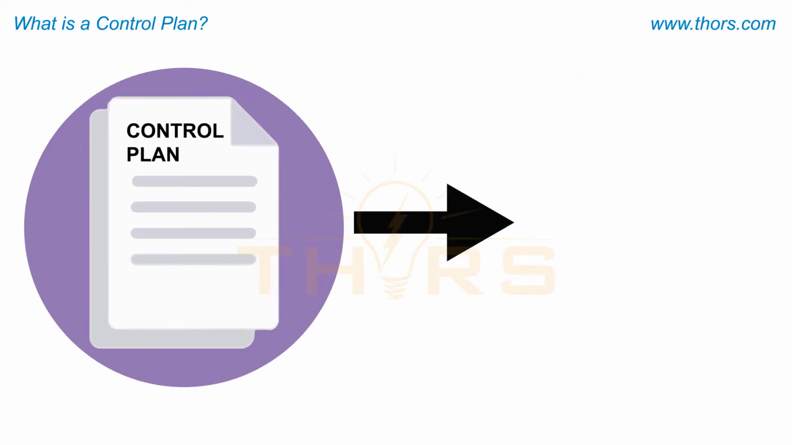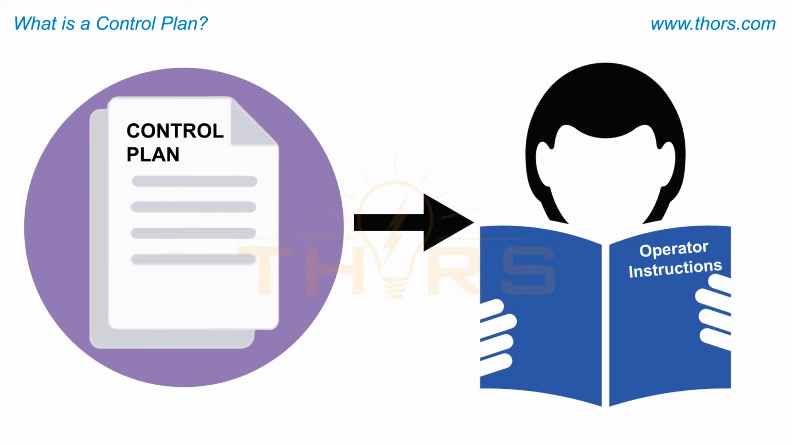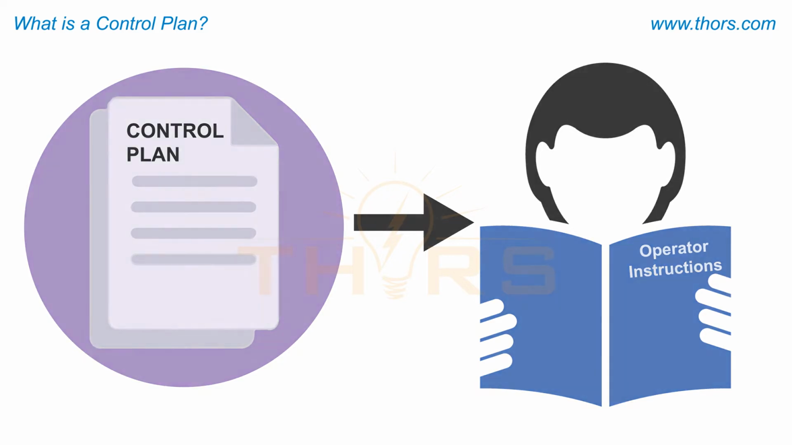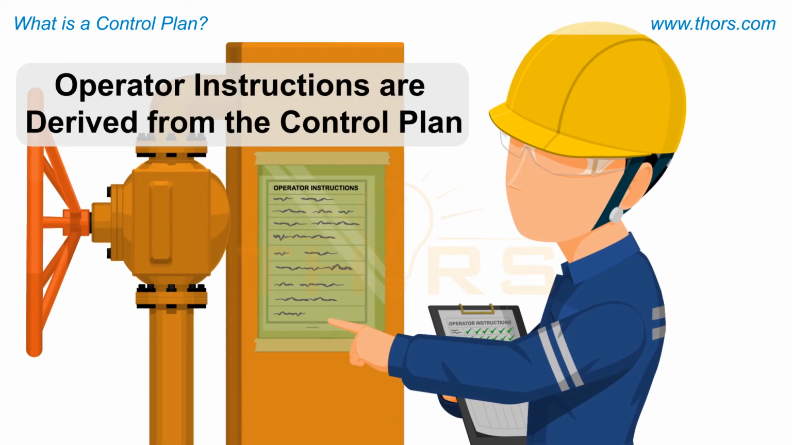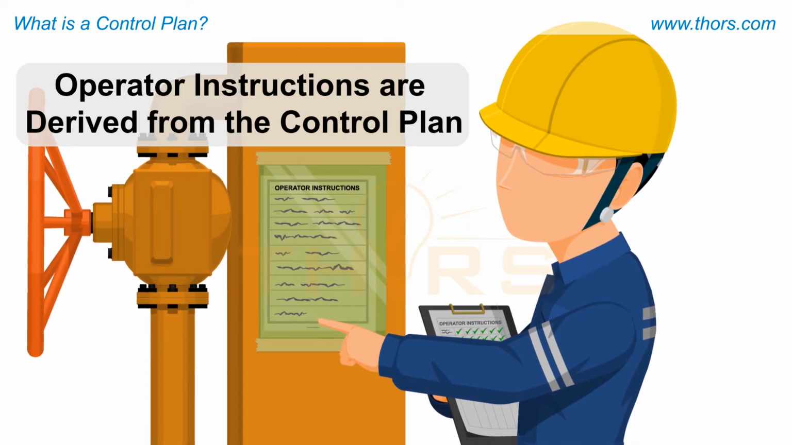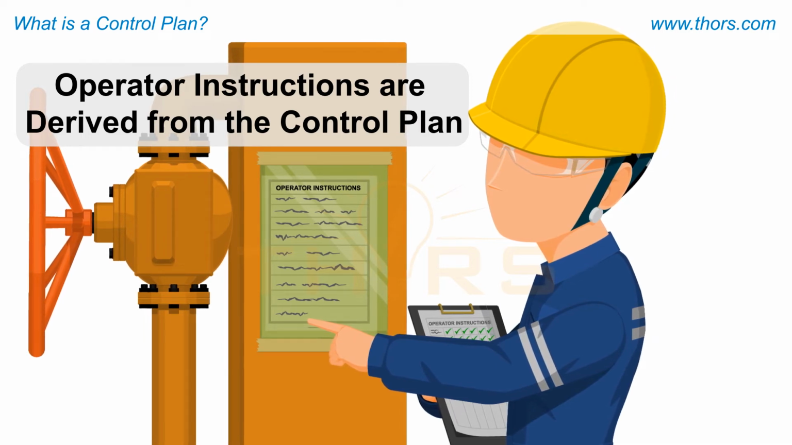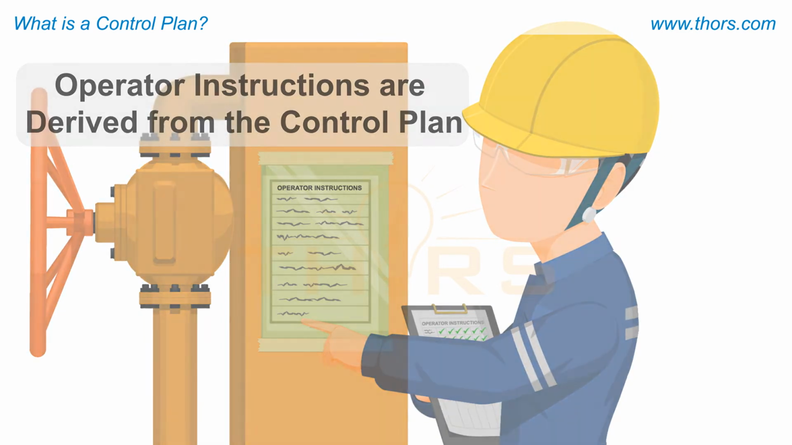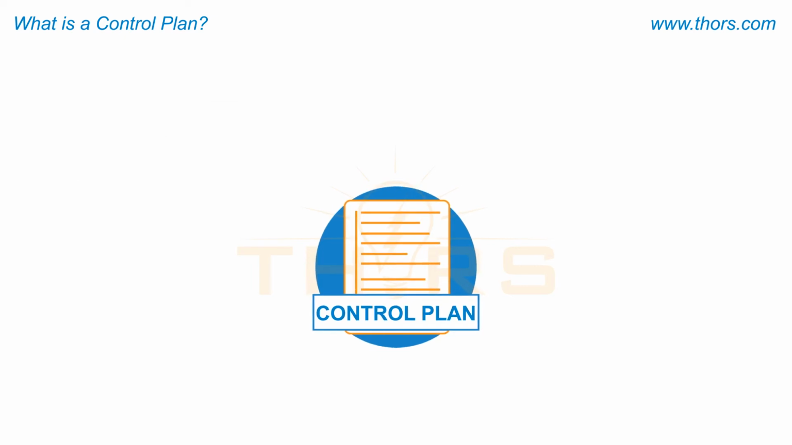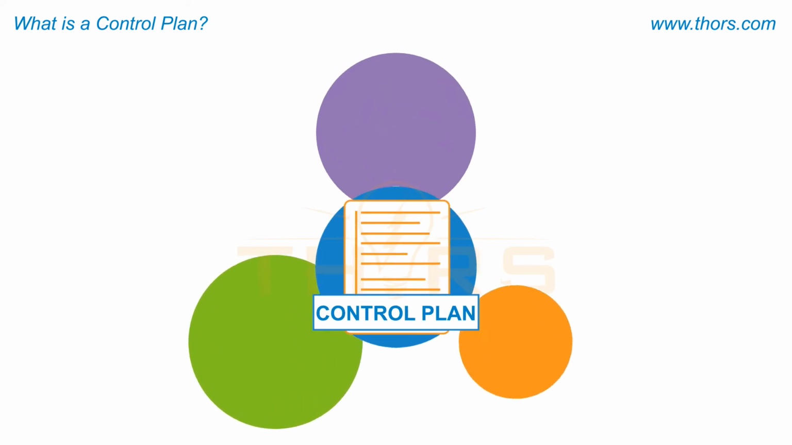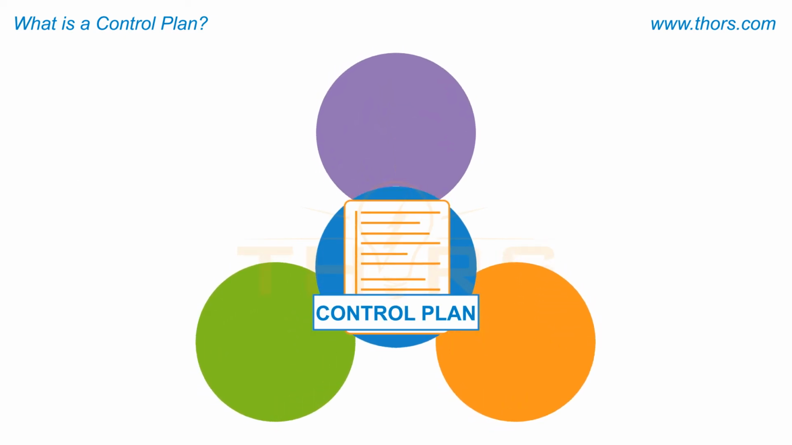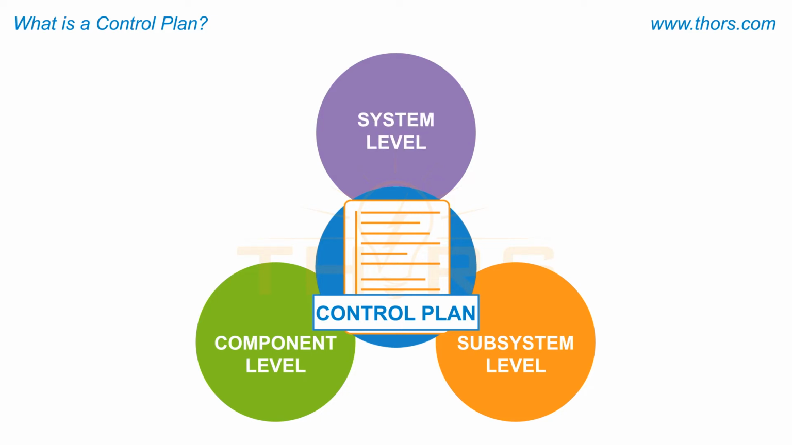Using the control plan, the operator instructions are developed to show workstation personnel how to implement each step of the control measures at the shop floor, from internal inspection through manufacturing and packaging. In order to effectively implement quality control measures, a control plan should be created for the complete manufacturing process at multiple levels, such as the component level, the subsystem level, and the system level.